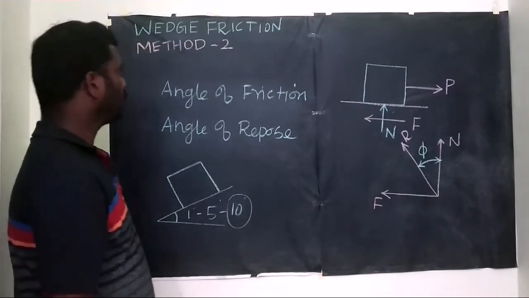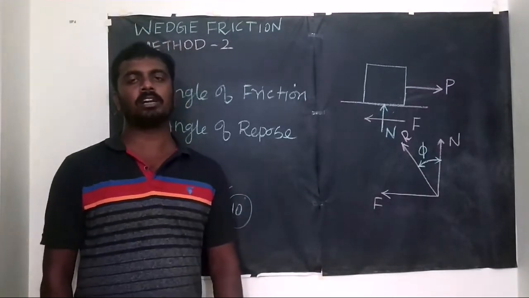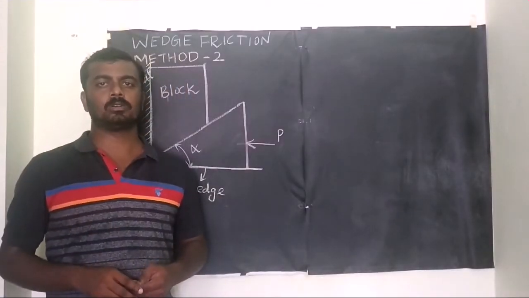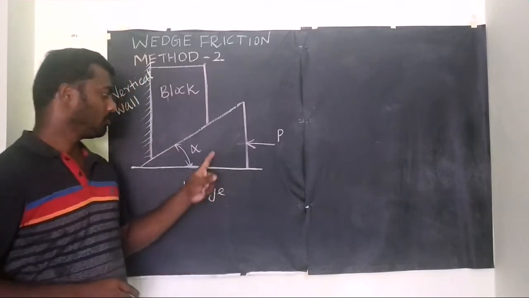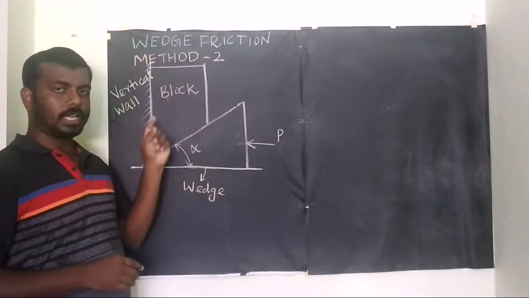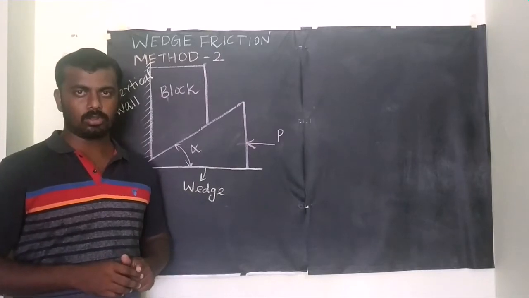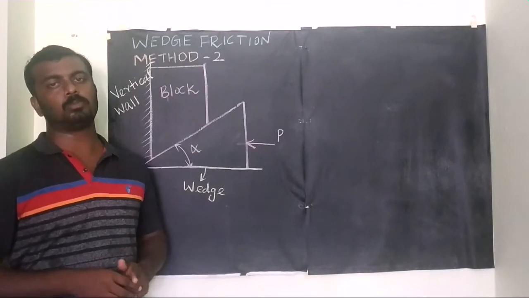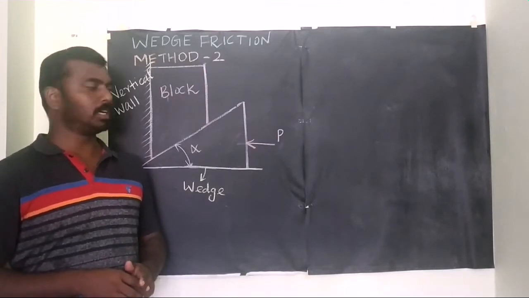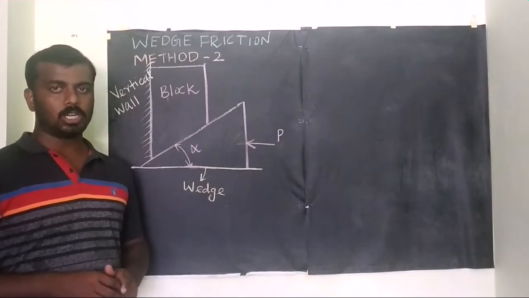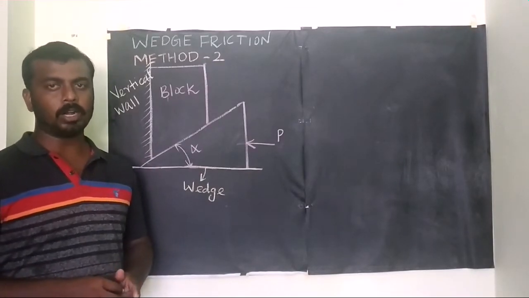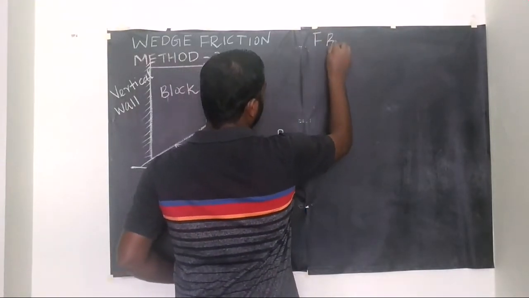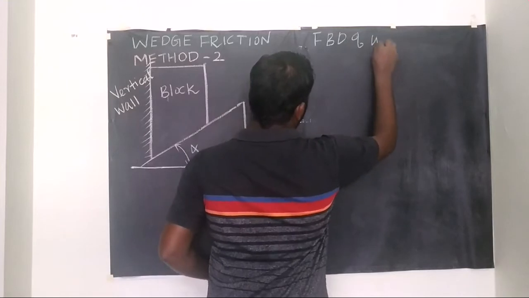Now I am going to teach how to apply Lami's theorem in wedge friction. Let me take one system. This system is composed of a wedge, a heavy block, a vertical wall and a horizontal floor. Let me draw the free body diagram of this system. This system is composed of two major components, that is the wedge and the heavy block. Now I am going to construct the free body diagram of this wedge.